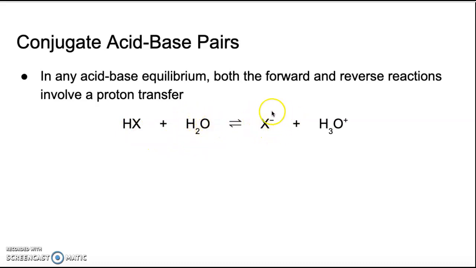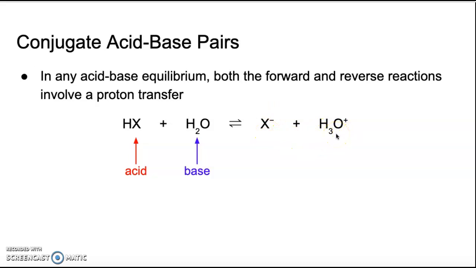HX will become X minus, and the water will become a hydronium ion, H3O+. In the forward reaction, HX donates a proton to act as an acid, and H2O acts as a base in accepting the proton. However, if we look at our reverse reaction, we can see that the opposite is going to happen. Now this X minus is going to accept a proton from H3O+.